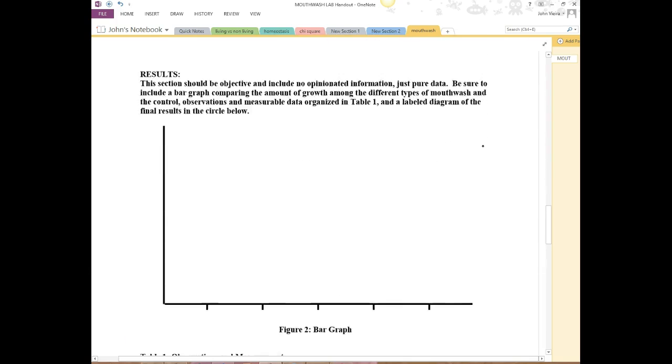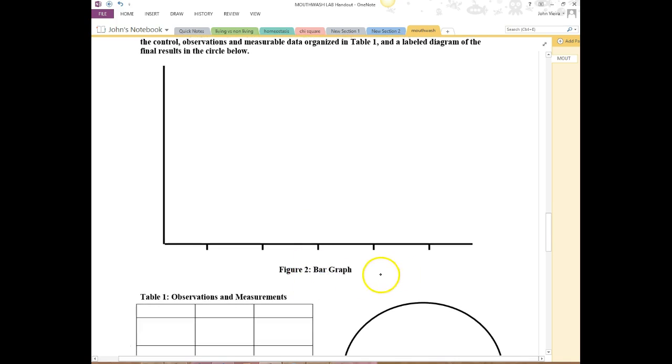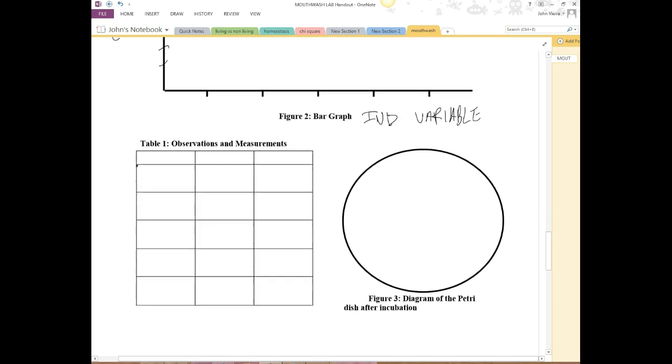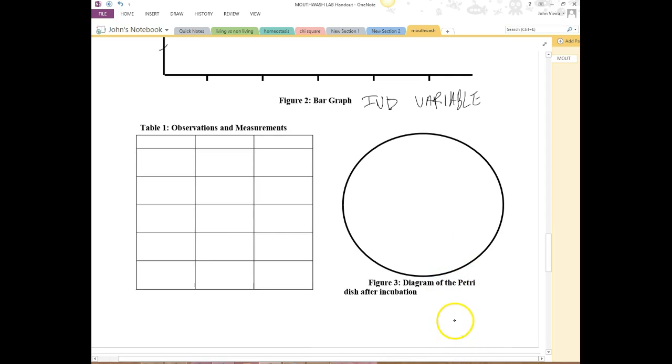Now, your results. That's today. You have to label the independent variable. You have to put a title. And then you also have to label and put in the right order the dependent variable. Make sure you don't forget the units. Now, the warm-up today was about qualitative versus quantitative data.